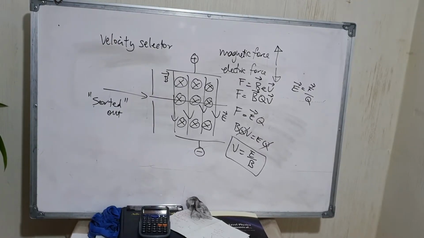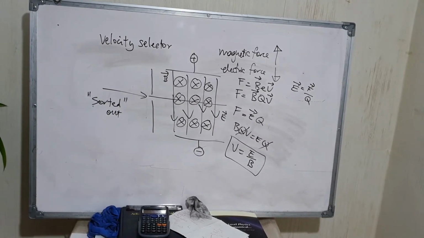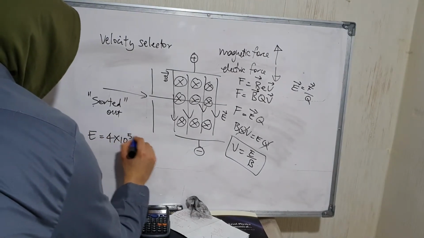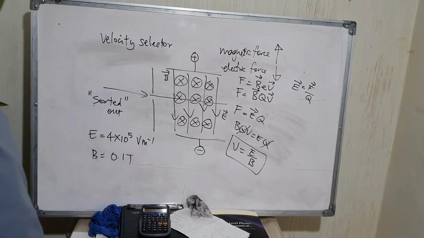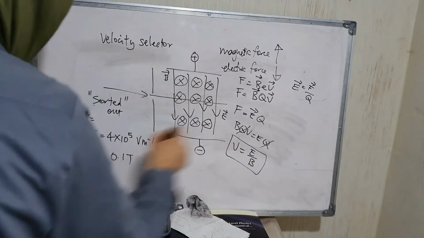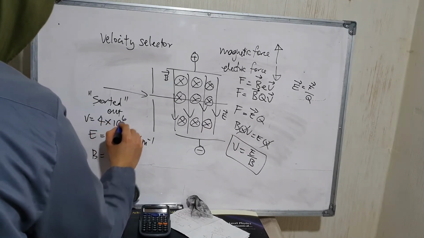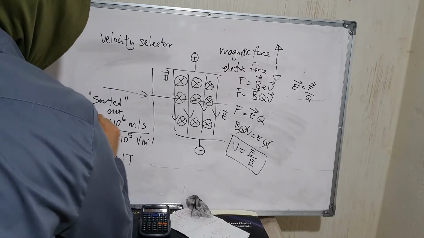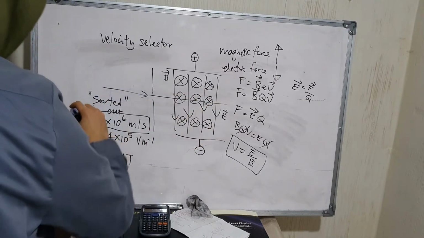Now what happens if V and E are certain values? If E is 4 times 10 to the 5, let's just say it's volts per meter, and if B was 0.1 Tesla, then V is equal to that divided by that. So that will give you 4 times 10 to the 6. So only those with that speed will go in a straight line.